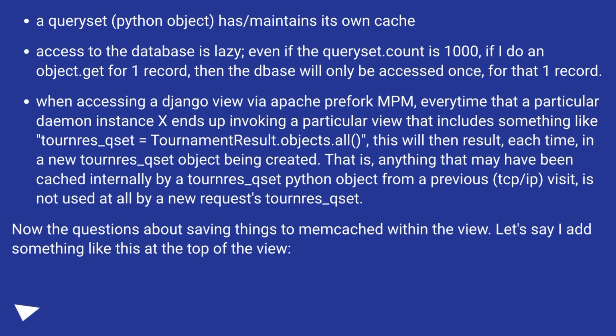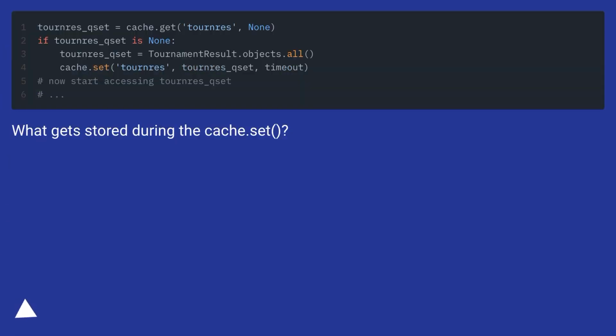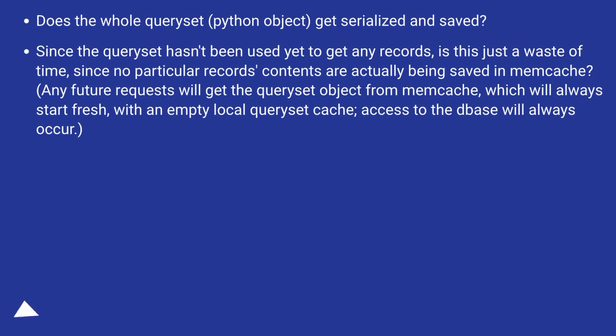Now the questions about saving things to memcached within the view. Let's say I hit something like this at the top of the view. What gets stored during the cache.set? Does the whole query set Python object get serialized and saved? Since the query set hasn't been used yet to get any records, is this just a waste of time, since no particular record's contents are actually being saved in memcached?